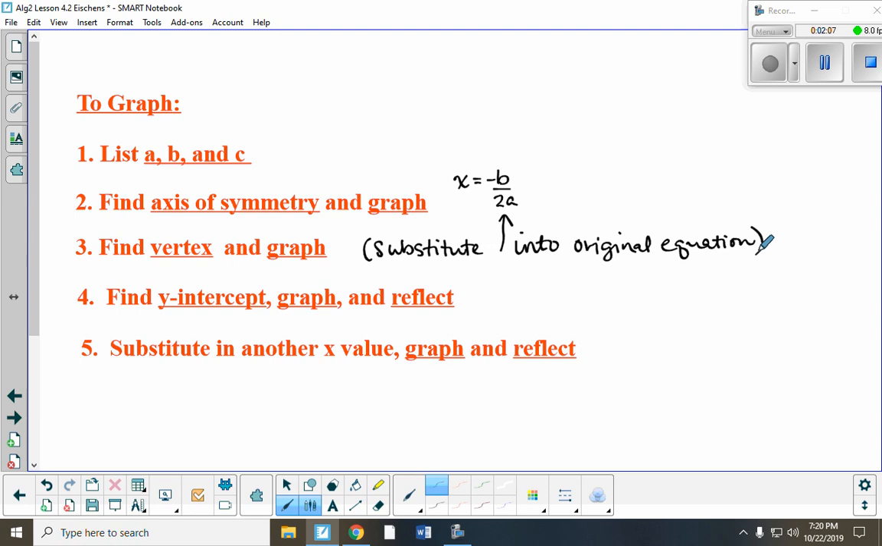And then you can plot that point. And then you can find your y-intercept. It's at 0, c, graph that and reflect that. And then you want to plug in a few more values or substitute in another x value or two and graph those and reflect. So let me show you how this works.